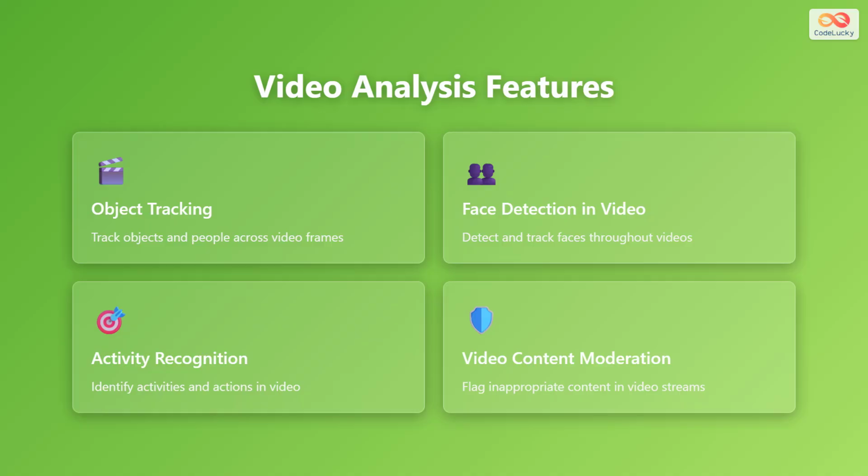For video content, Rekognition offers specialized capabilities. Object tracking follows objects and people as they move across video frames. Face detection in video identifies and tracks faces throughout the entire video duration. Activity recognition identifies specific activities and actions occurring in the video. Video content moderation helps you flag inappropriate content in both stored and streaming videos.